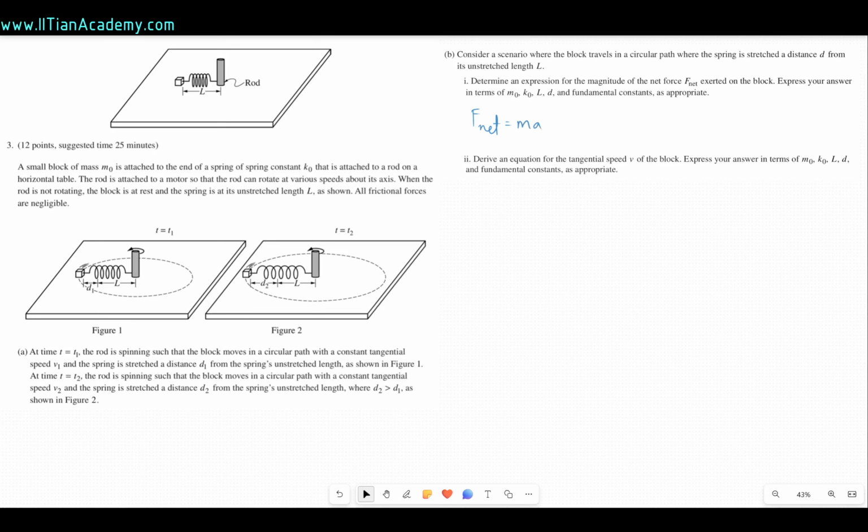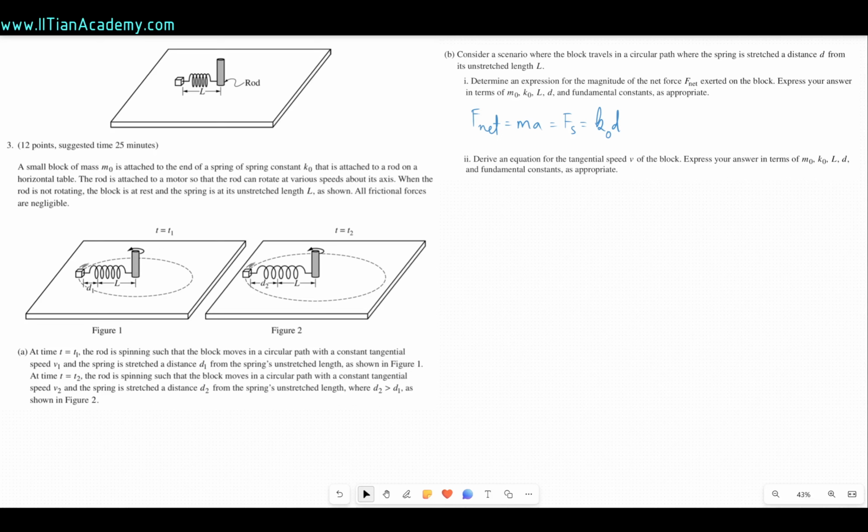And well, we know here the net force in this case is only the spring force. So we can say this is simply the spring force, but we know that the spring force is related to the spring constant times the displacement. So in this case, maybe instead of k and x, we can use k and d, as d is the extension that we have, and we have m and k0 times d in this case.